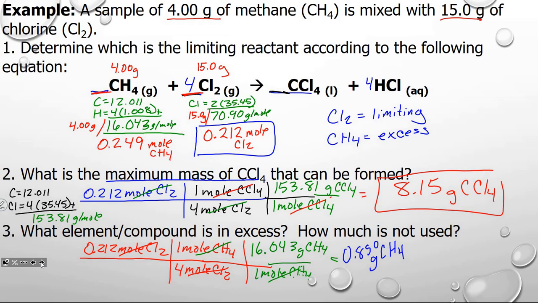Well, I had 4 grams, right? So if I take 4 grams minus 0.850, then I'm going to end up with 3.15 grams in excess, right? Did I do that math right? So I could have done the reaction almost another 4 times with what was left over. Okay? How do we feel?